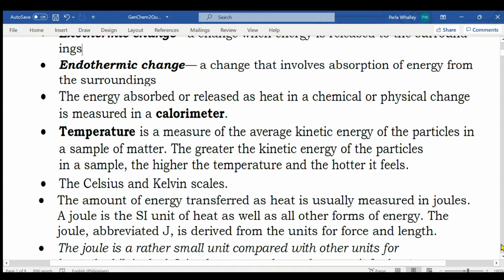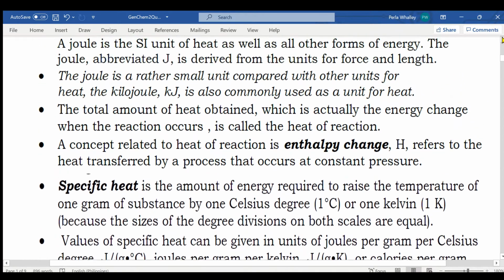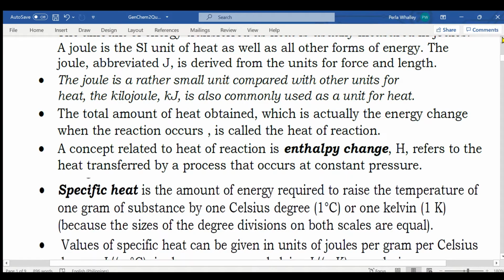The amount of energy transferred as heat is usually measured in joules. A joule is the SI unit of heat as well as all other forms of energy. The joule, abbreviated as capital letter J, is derived from the units of force and length. The joule is a rather small unit compared with other units for heat; the kilojoule, or kJ, is also commonly used as a unit for heat.